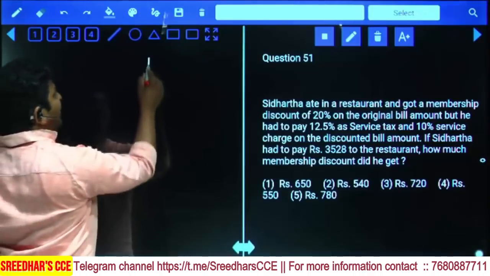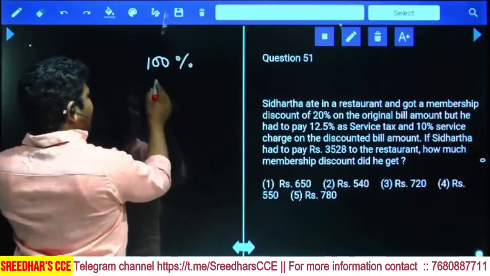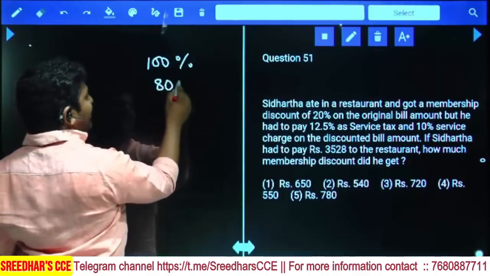Now if the original bill amount is 100%, now he got a membership discount of 20%. Then if we subtract 20, it is 80%.